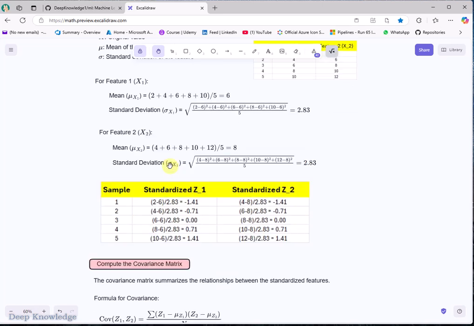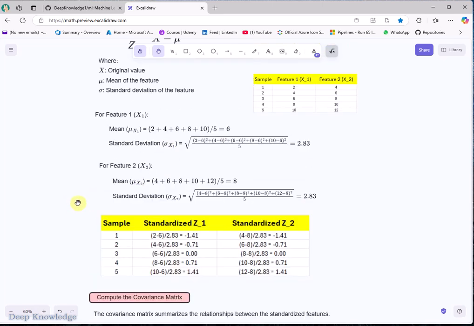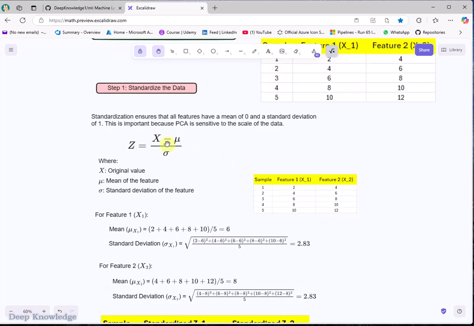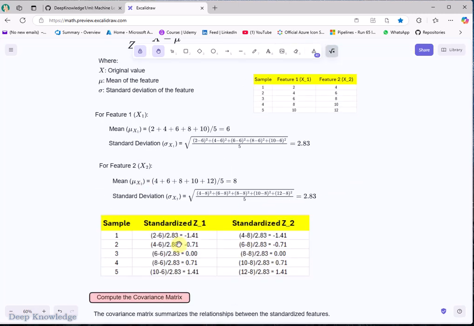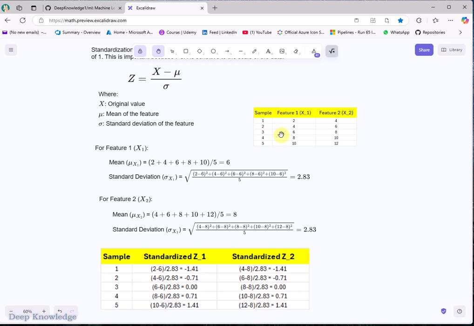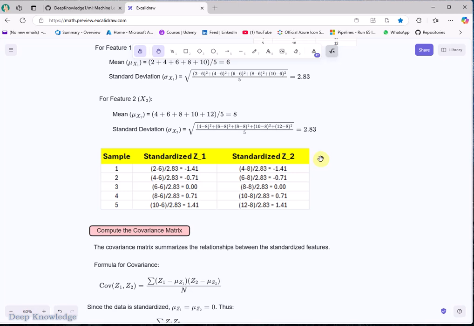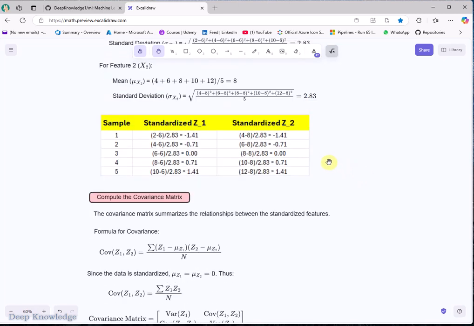Now we need to standardize the data. As I explained here, we will have 2 minus 6 divided by the standard deviation. We need to calculate z for the first feature and z for the second feature in the same way. You can see 2, the first value, minus mu, which is the mean of the first column, 6, divided by the standard deviation of the first column. And do it for all the features in your data set. I just keep it simple here.